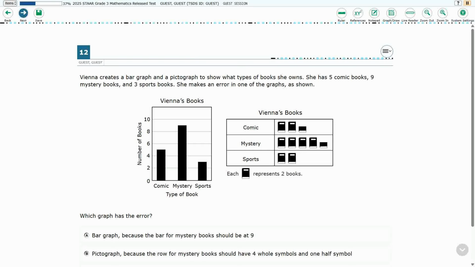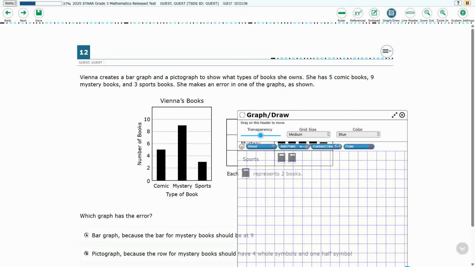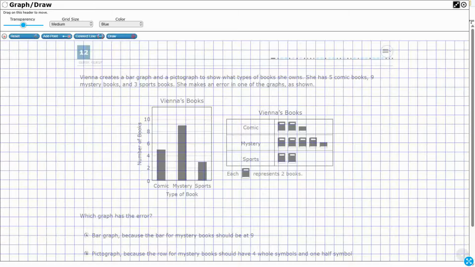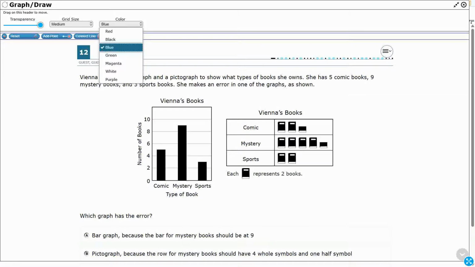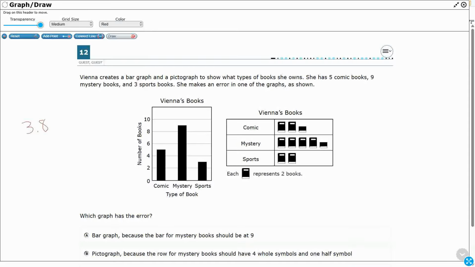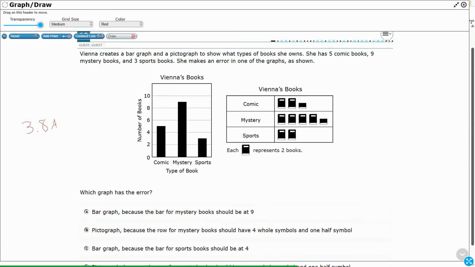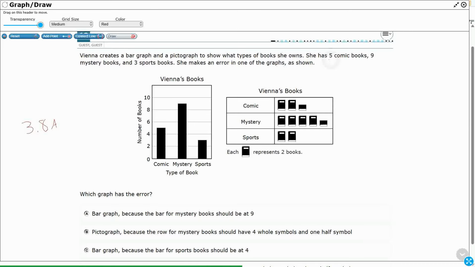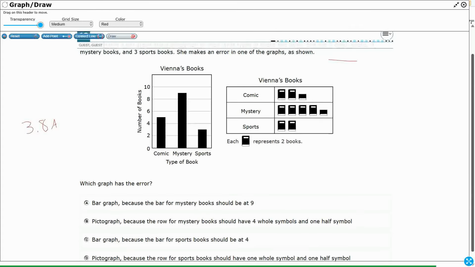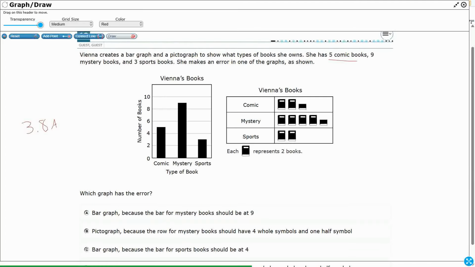For number 12, we are looking at 3.8a. Again, we are summarizing data. And so we have Vienna, and we've got a bar graph, and we've got a pictograph. And she has an error here. Well, look, we've got 5 comic books, 9 mystery books, and 3 sports books, and we simply need to find what's the error.